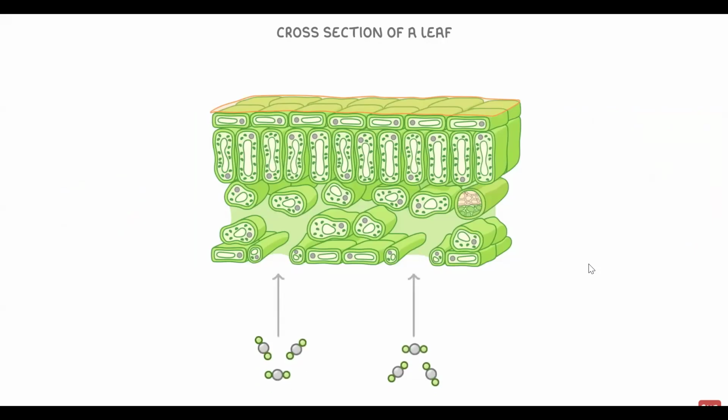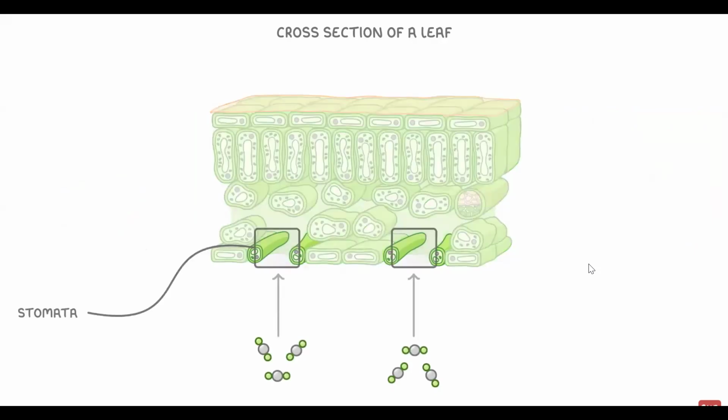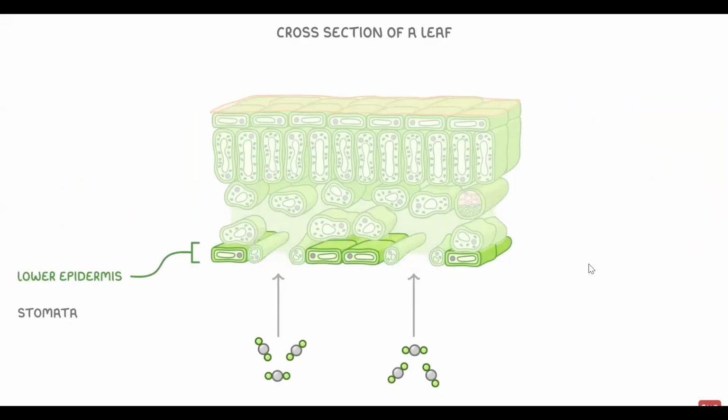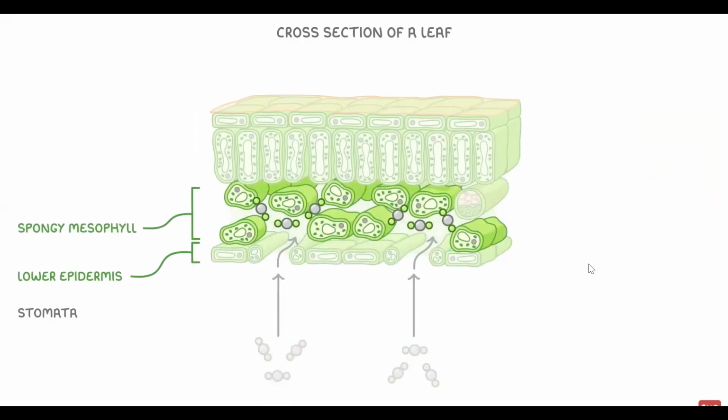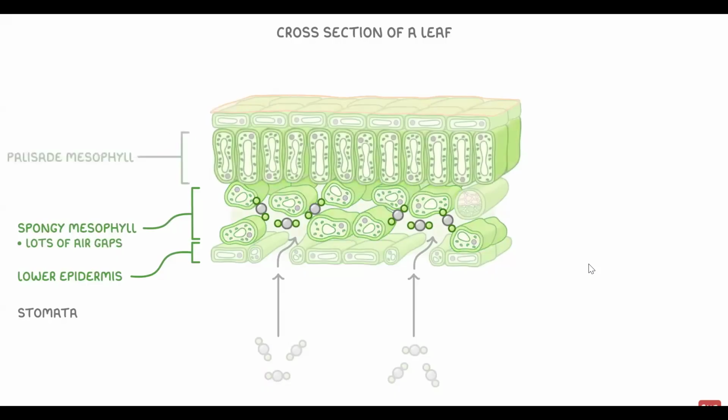But the carbon dioxide diffuses directly into the leaf from the outside air, through lots of little holes called stomata. In fact, each leaf will have thousands of these stomata, and they're scattered through the lower epidermis, which is a layer of epidermal tissue. Once the carbon dioxide has diffused through these little holes, it moves up the leaf and enters the spongy mesophyll tissue, which has lots of air gaps between the cells, so that the gas can easily diffuse through to the next layer, which we call the palisade mesophyll layer.